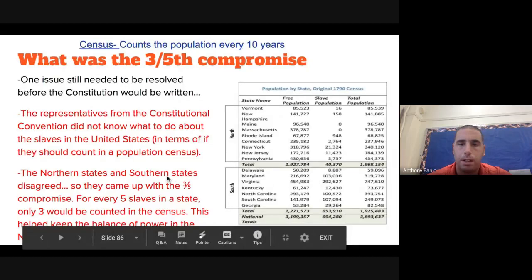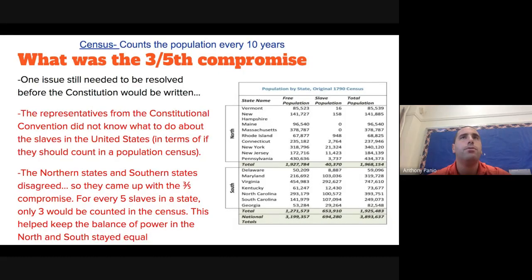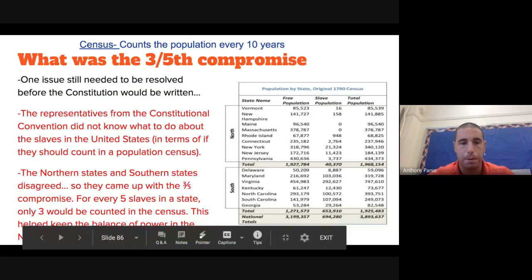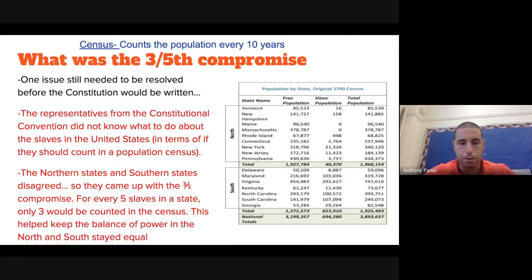When they're counting the population, out of every 5 slaves in a state, only 3 would be counted in the census. So if I'm just looking at the last people, if I had me, Milagros, Aura, Gentiana, and Ruiz, let's say us 5 are all free. If all of us are free, doesn't matter the color of our skin, doesn't matter if we're white, if we're black, if we're male or female, that means we have 5 people in the census.